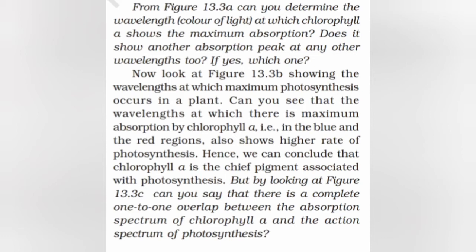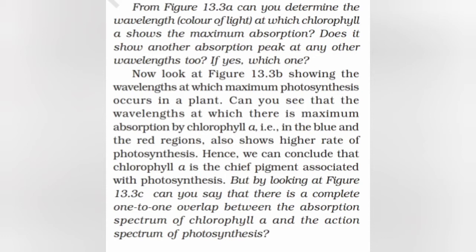Now, in figure 13.3b, showing the wavelengths at which maximum photosynthesis occurs, we observe that the wavelengths of maximum photosynthesis and absorption of chlorophyll A are the same, and that is the blue and the red region. So it shows the higher rate of photosynthesis. Hence, we can conclude that chlorophyll A is the chief pigment associated with photosynthesis.